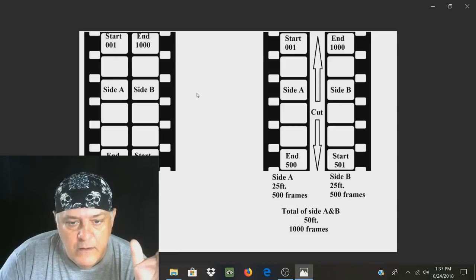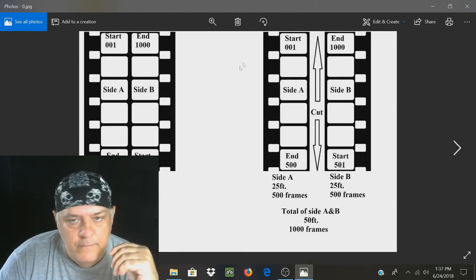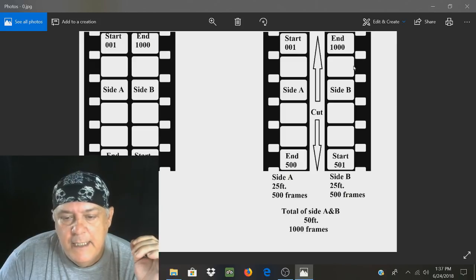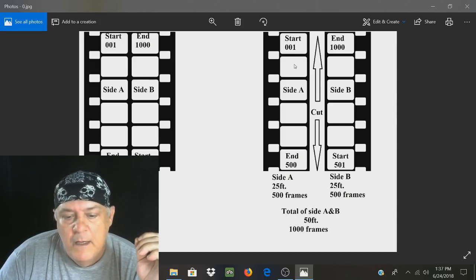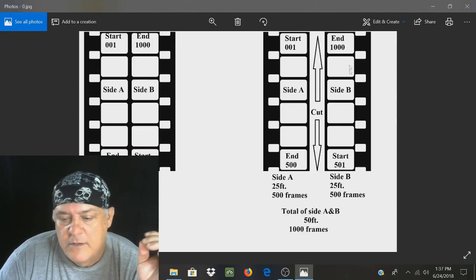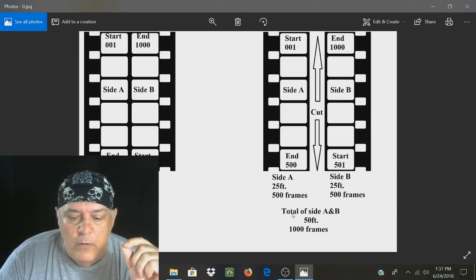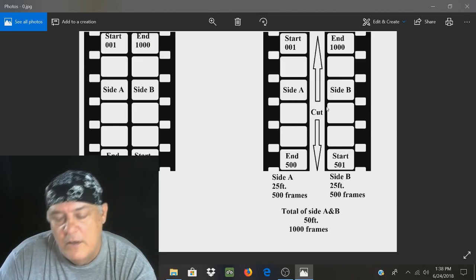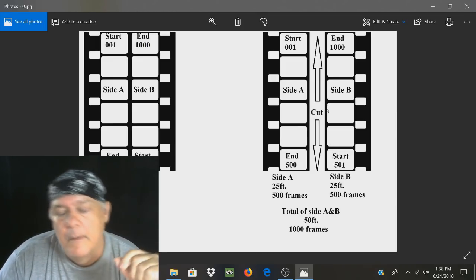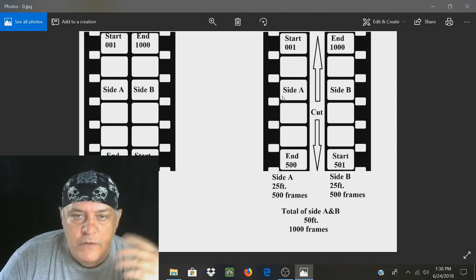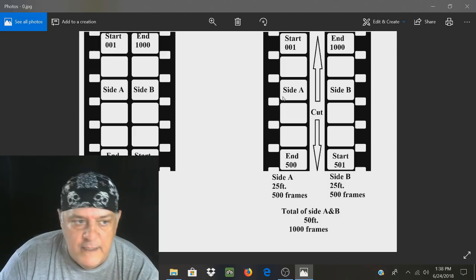Now I'm going to show you something. As I point out in my videos, with the Zapruder film you have side A and side B. On side A there's a total of 500 frames, and on side B there's a total of 500 frames, for a total of 1,000 frames. There's 25 feet on one side and 25 feet on the other side, which would be a total of 50 feet. On the beginning of side A, Mr. Zapruder was filming his family and Mrs. Zapruder and everything else like that.